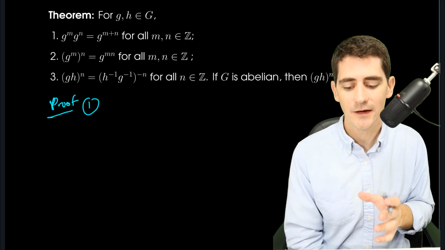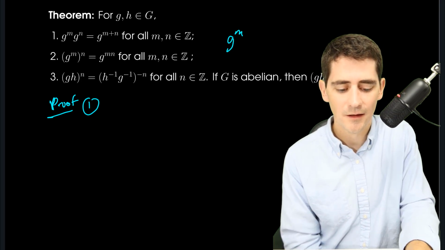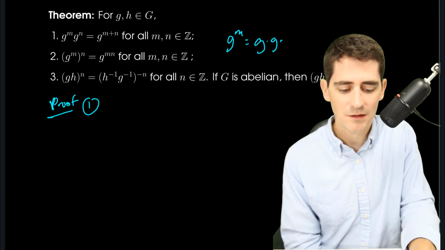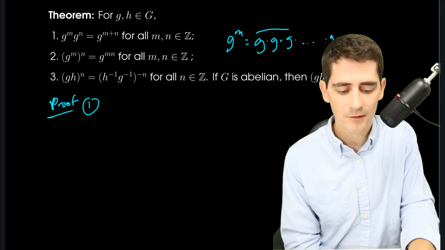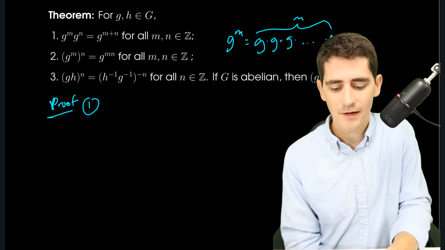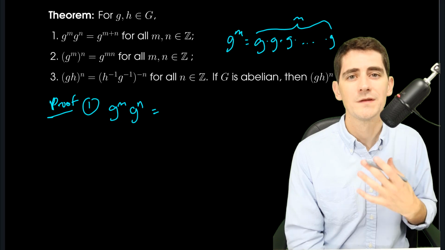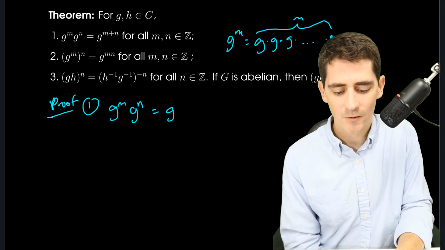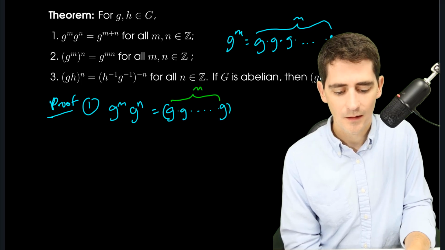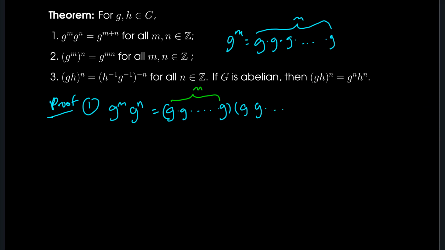So the proof for 1 is actually pretty easy. When I say g to the m, what I mean by that is g times g times g, a total of m times. So if I have g^m times g^n, and this is maybe a little bit more of a sketch than a formal proof, I'm writing g times g times g m times, and then I'm writing g times g times g n times. So if I drop my parentheses or drop the association, then I have g times g, a total of m plus n times. There we go.